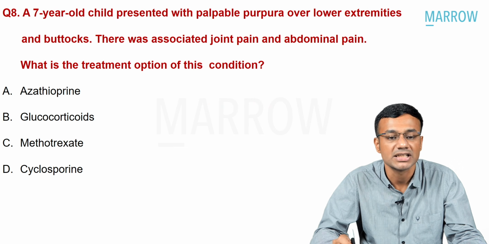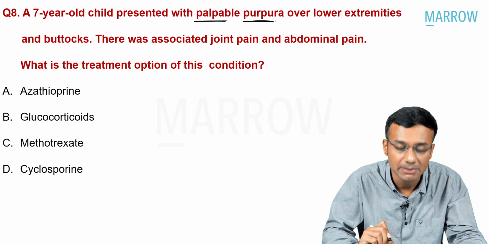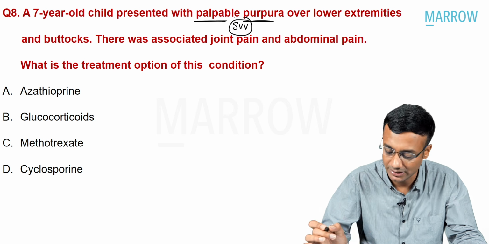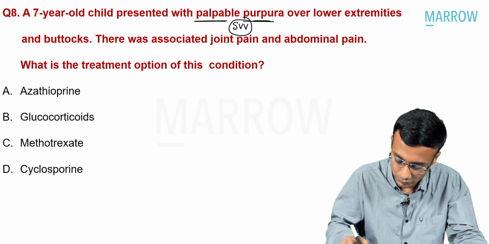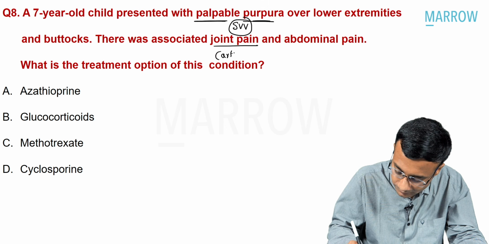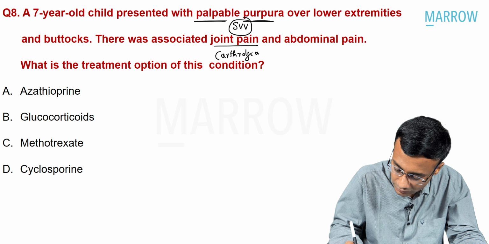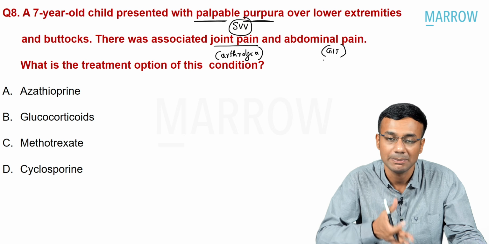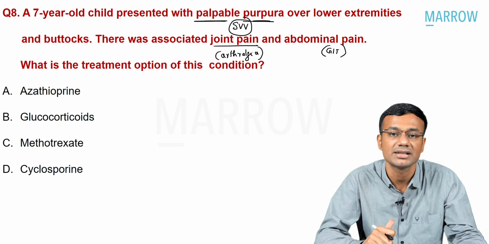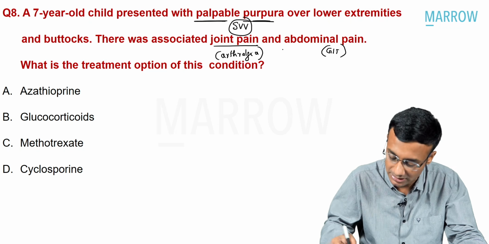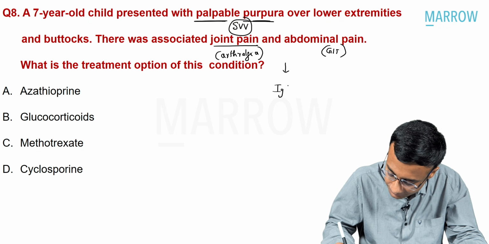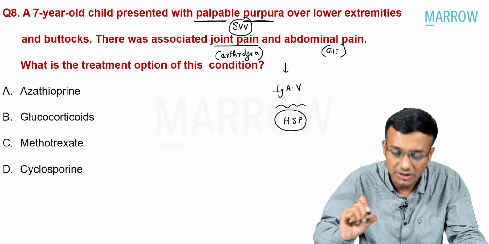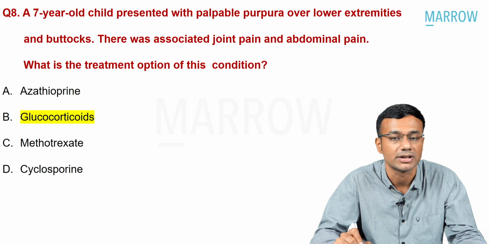A 7-year-old child presents with palpable purpura. When you look at the word palpable purpura, you must think of small vessel vasculitis. When there is a small vessel vasculitis over the lower extremities and buttocks, you see that there is arthralgia, joint involvement. There is also abdominal pain, that is, GIT is getting involved. What are we talking about? We're talking about a palpable purpura distributed over the lower extremities and buttocks with associated joint and abdominal symptoms. We're thinking about IgA vasculitis, which is also called Henoch-Schönlein purpura. And the treatment for Henoch-Schönlein purpura has to be glucocorticoids.